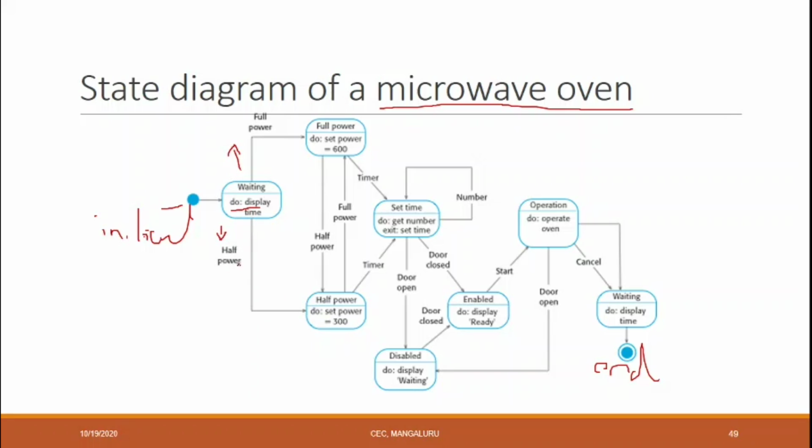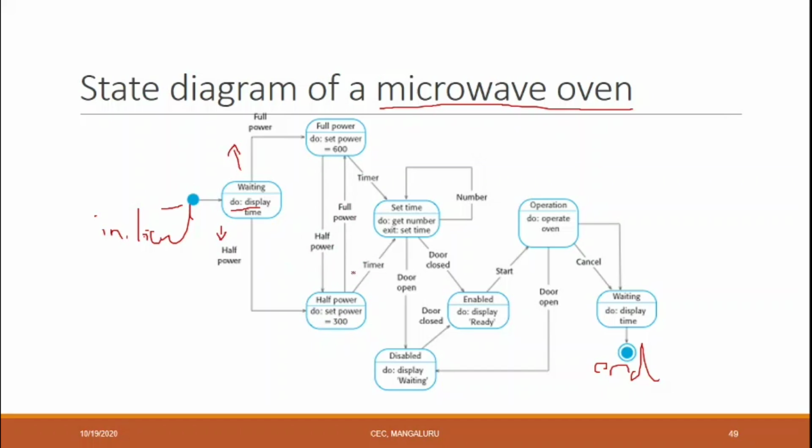When the power is off, it is waiting to display the time, so it displays the time here. When it is off power, do set the power equals to 300. This is the event that has to occur. When the power is off, set the power to 300, then make it full power. When the power is full power, make it off power. So this is what event actually occurs.